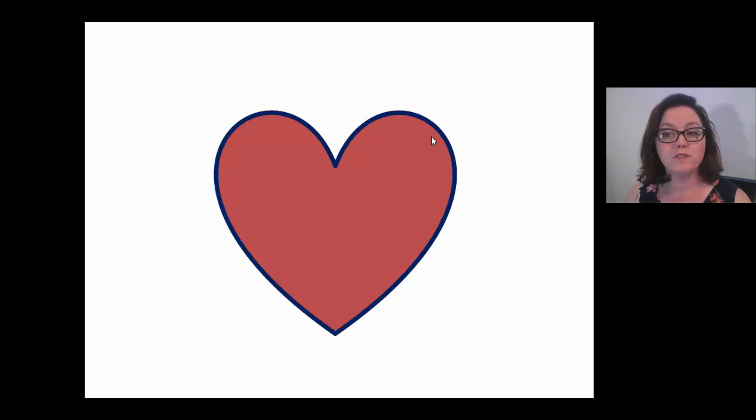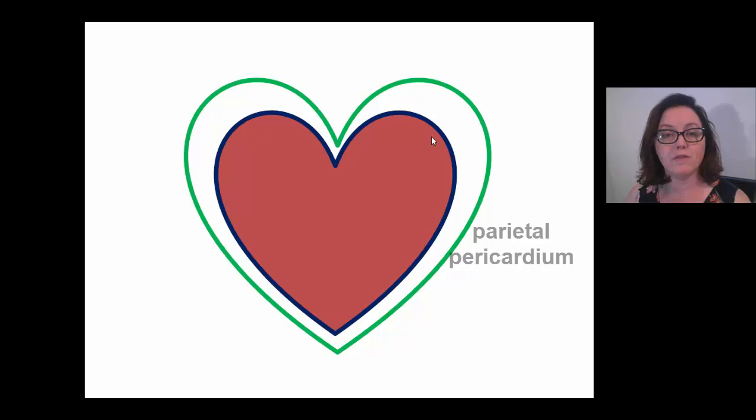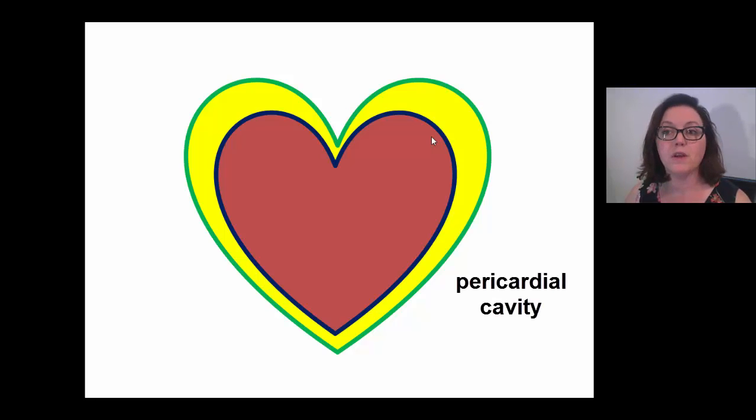To have a serous membrane system, we have to have two layers of membrane with a space. This layer represented by the blue line is the visceral layer of the pericardium. We call it the visceral pericardium. And now we have the parietal pericardium, the layer of the pericardium that's further away from the heart itself. In between the two is a space represented by yellow, and this would be the pericardial cavity.